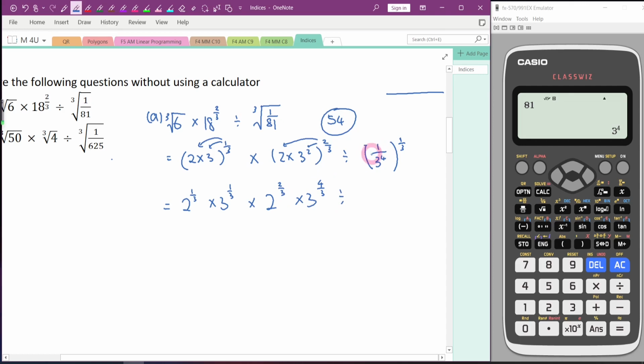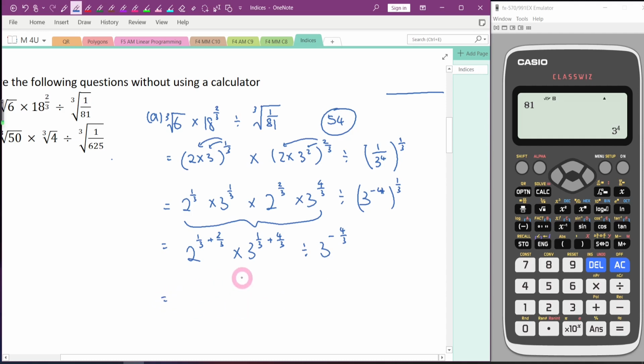Okay, this one, let me change this part first. It becomes 3 power negative 4. I hope that you still remember this. 1 over 3. Okay, let me write again. This is 1 over 3. Now, let me do this part first. 1 over 3, multiply, it will be plus 2 over 3. 3 power 1 over 3, multiply, it will be plus 4 over 3. This one, let me copy first. Negative 4 times 1 over 3 becomes negative 4 over 3.